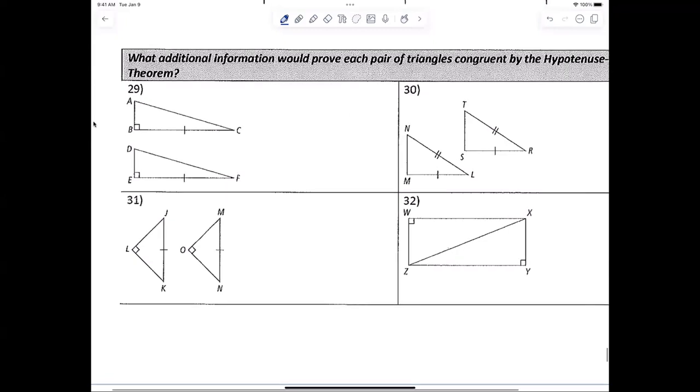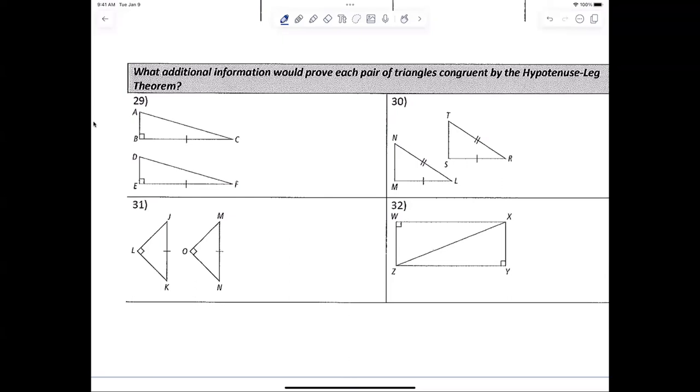Okay, just to review the hypotenuse leg. If I'm going to say 29 is congruent by hypotenuse leg, what has to be congruent? Another side. What else has to be congruent? Remember, I'm trying to prove it by hypotenuse leg. DF is congruent to AC. Thank you. DF has to be congruent to AC because we already have a leg. Do we agree? And we already have the fact that it's a right triangle. So I have to say the hypotenuse is congruent.